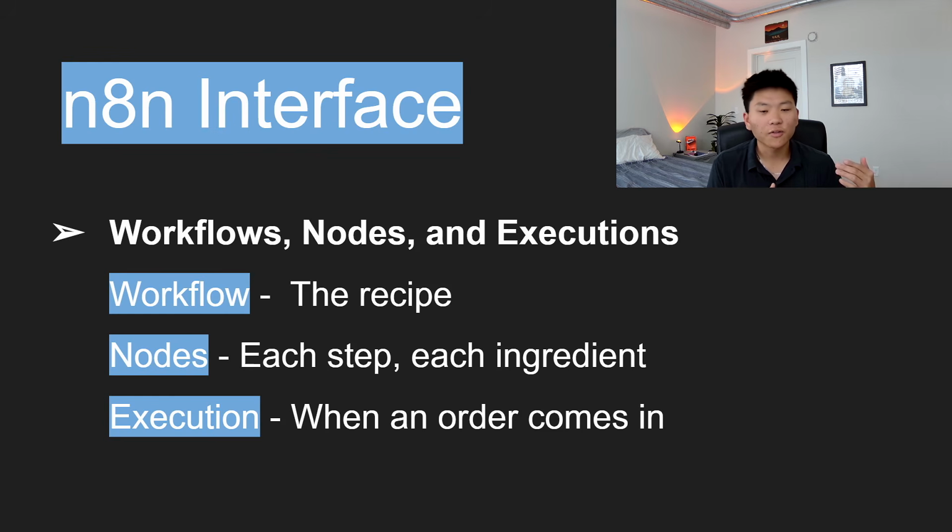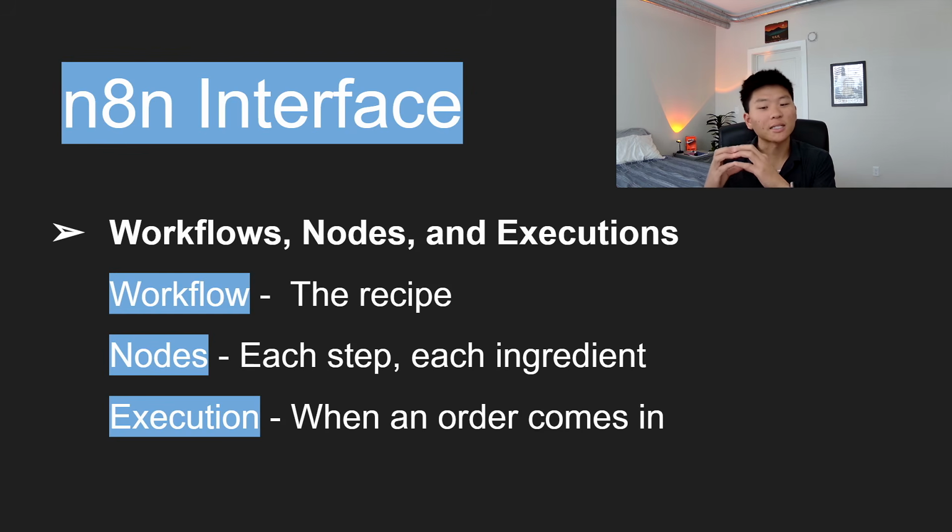So the workflow, think of it as a set of instructions that you're going to be giving to n8n in order to automate a task. For this example, we'll say that the workflow is a chocolate cake. Then we'll move down to nodes. Nodes are like the building blocks of the workflow. Each node is going to represent a single step, a single action within a workflow.